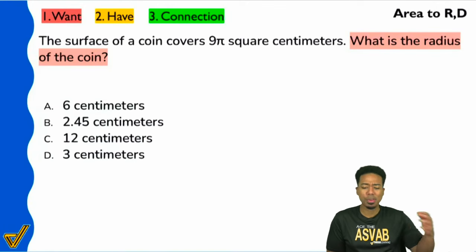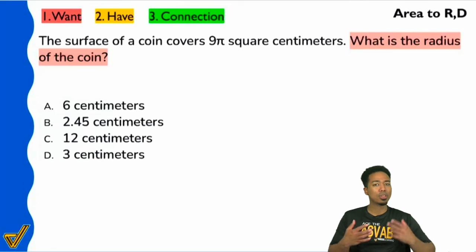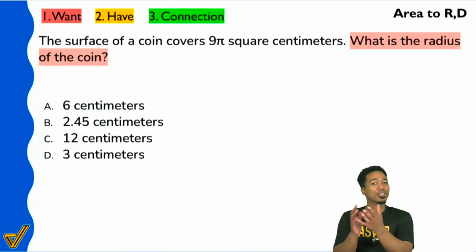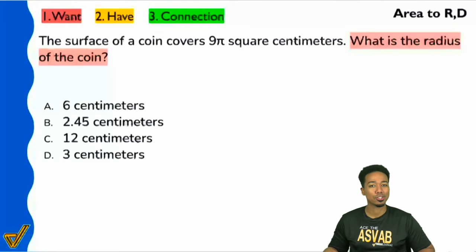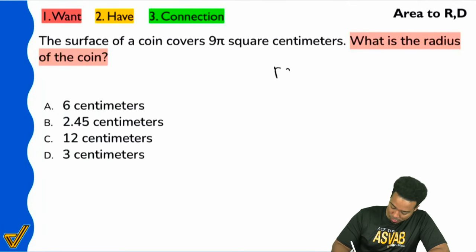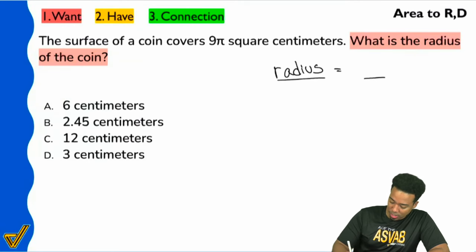Good. And I'll repeat that a few more times throughout the class, because I know that making assumptions in math is sometimes kind of dangerous feeling. But trust me, there are certain things that you can assume is true in certain math problems. So we want to find the radius.